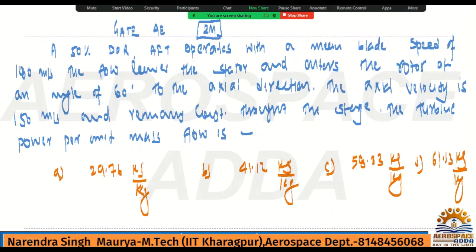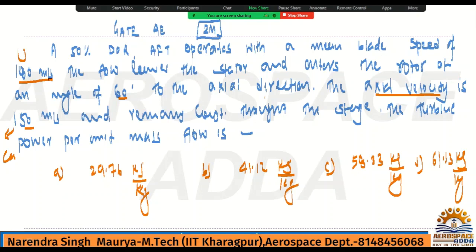What you have to do is simple. I had explained the velocity triangle. If you check the data, they have given the axial velocity, the angle of 60 degree to the axial direction at which the flow enters the rotor, the 50% degree of reaction, and the mean blade speed, so it is U, and the axial velocity is Ca. If you check the problem you will get it now. Since the rotor angle is given from the axial direction, we will draw the velocity triangle and then check what angle they have given to us.